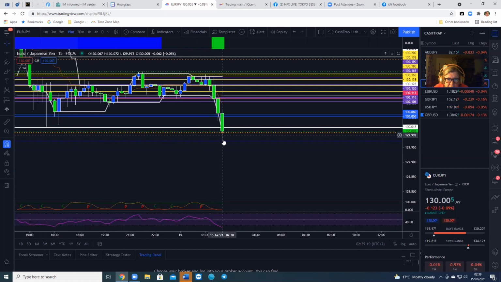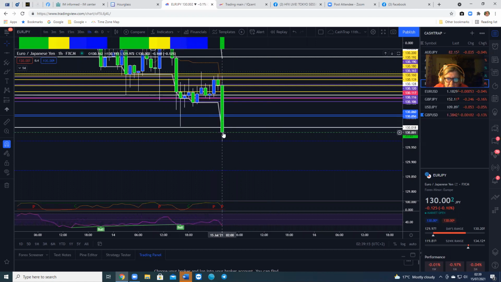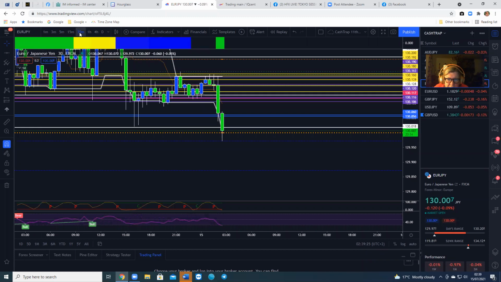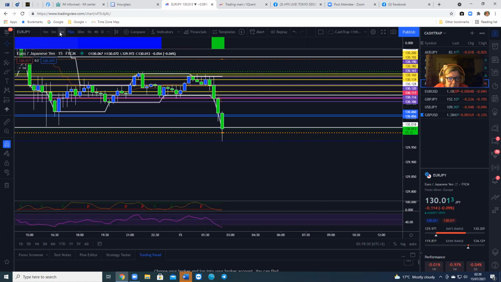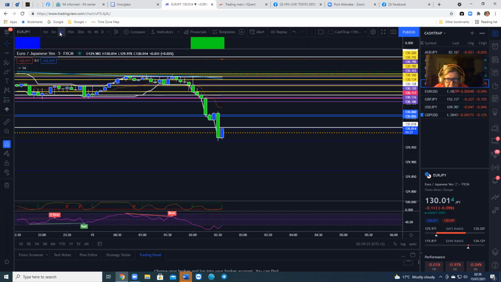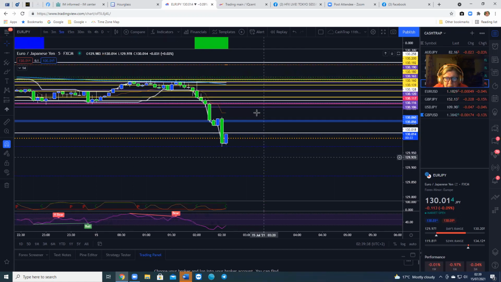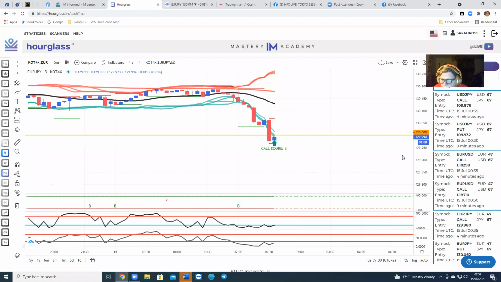The 15 minutes has wicked off that level. The hourly, huge candle down. It's wicking off that level there, so it's struggling. Oh, coming up to the daily. That's interesting. Let's see what happens on HourGlass. Just give it 1 second.